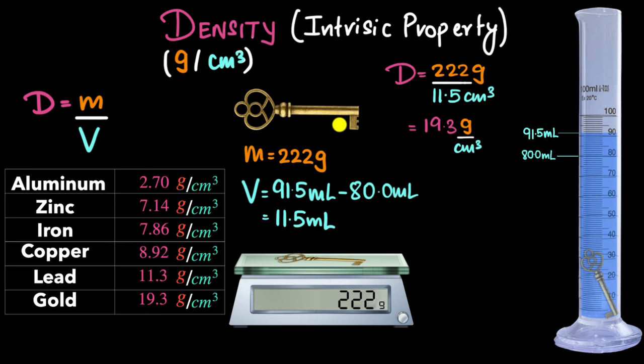This is awesome. This means this could actually be pure gold. We have now really, really strong confidence in that. Of course, we probably need to do further tests to be absolutely sure that this is gold, but this is awesome. So we did indeed find a gold key.